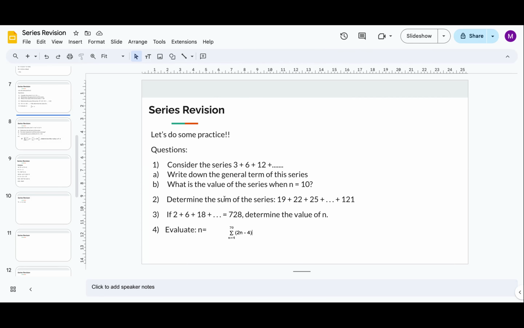For example, if I just had a series with 3, 6, and 12, ignore everything that comes after that. It was just 3, 6, and 12. 12 is the last term, but 12 is also the third term, which tells me if 12 is when n is equal to 3, how many terms are there in total? There are 3 terms. So the same here, I want to work out what term is 121. And that number will then tell me how many terms there are in total because 121 is the last term.